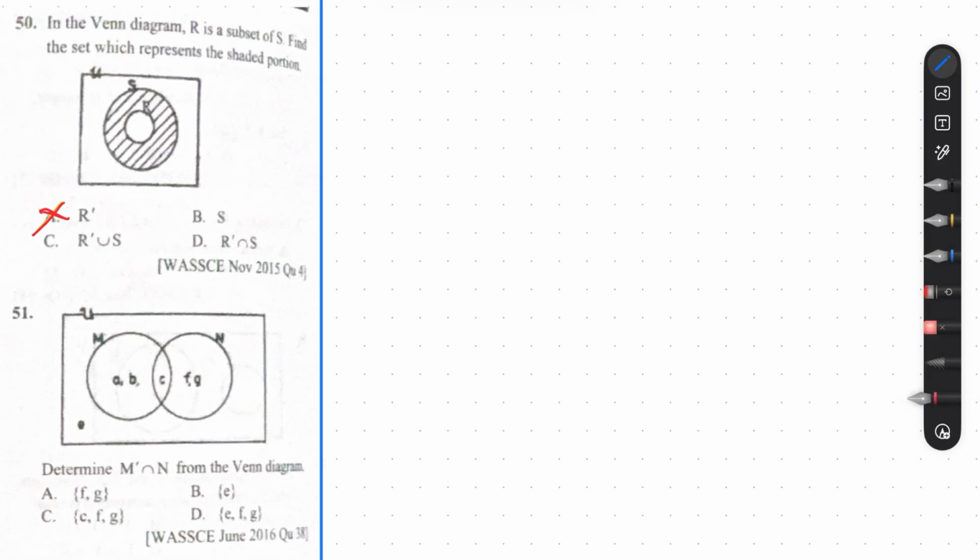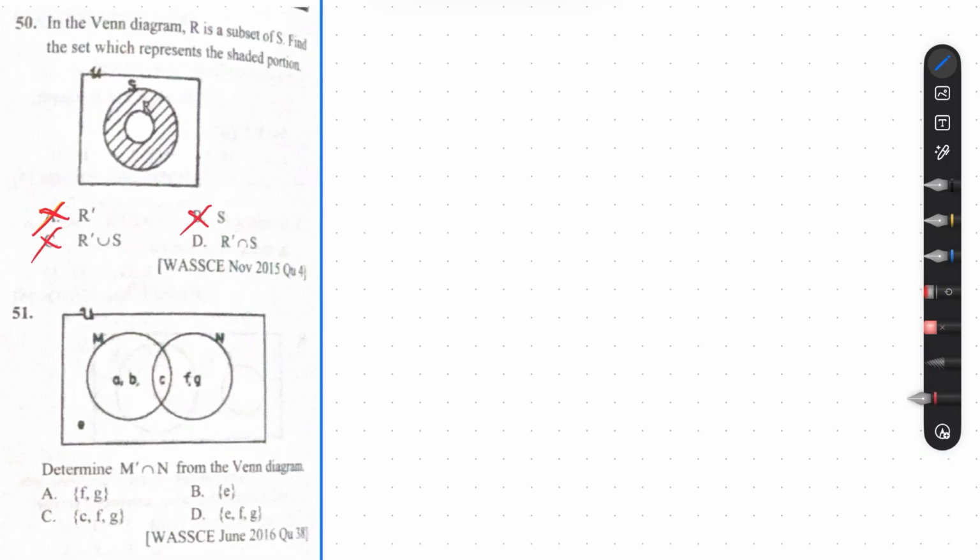Now let's go to B. B says S. Now S means everything in this circle right here, but we see that this portion has to be shaded. That means this can also not be true. It is also not true. Now let's go to C. C says R complement union S. R complement means everything outside of R, and union S means this. That means, in fact, this side will also have to be shaded again, because this portion right here is also part of the bigger circle, which is S. So this is also not true.